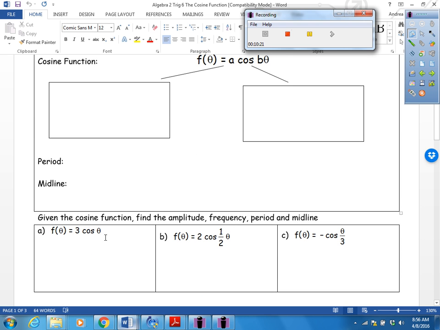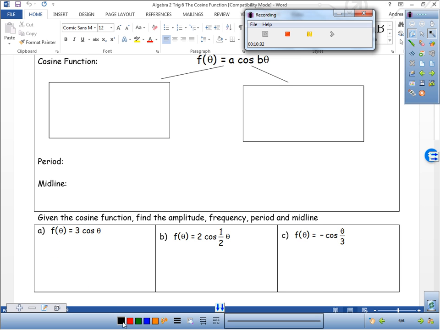Okay, so let's do what we did on Tuesday. Given the cosine function, find the amplitude, the frequency, the period, and the midline. Esmeralda, what's the amplitude here? Then we want the frequency. What is it? The B value equals 1. Then we want the period, which is 2 pi divided by B. Brian, what's the period then here? 2 pi over 1, which equals 2 pi.